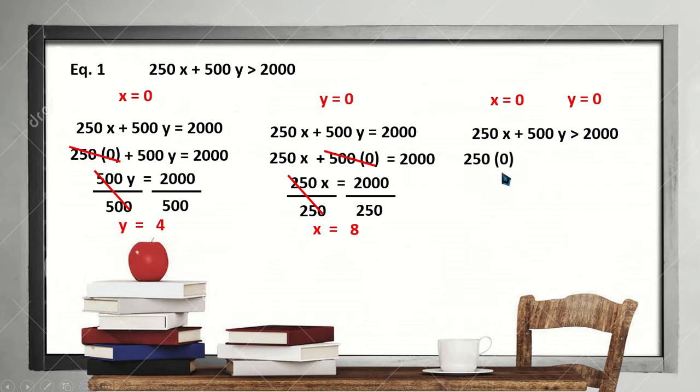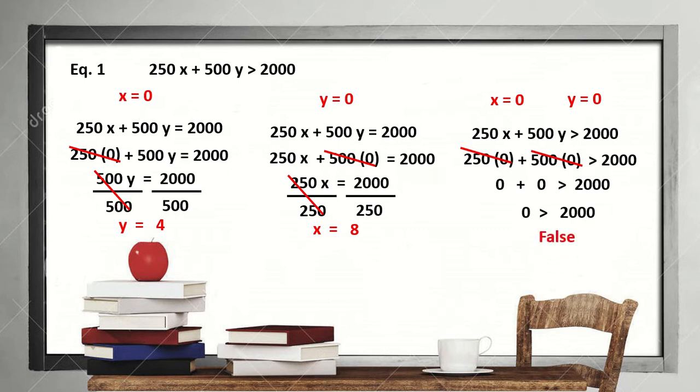So 250 times 0 plus 500 times 0 is greater than 2,000. So cancel. It will become 0 plus 0 is greater than 2,000. So we have 0 is greater than 2,000. So true or false ba? Siyempre, ito ay false. So, for equation 1, we have 0 and 4, and 8 and 0. At yung sa test, the origin natin, siya ay false.